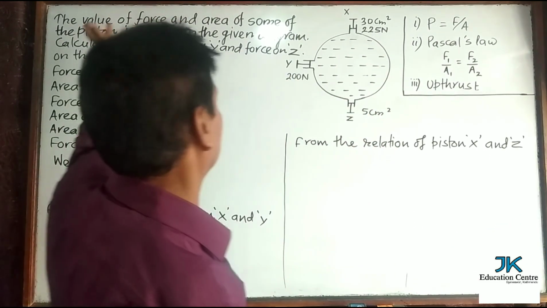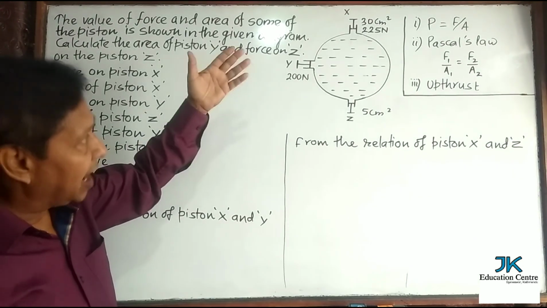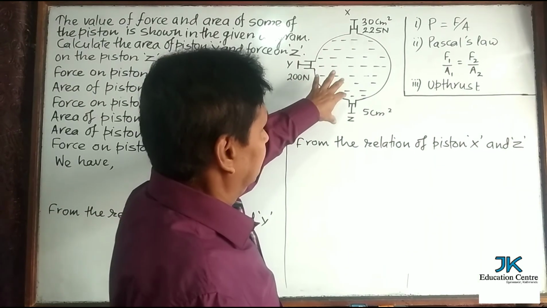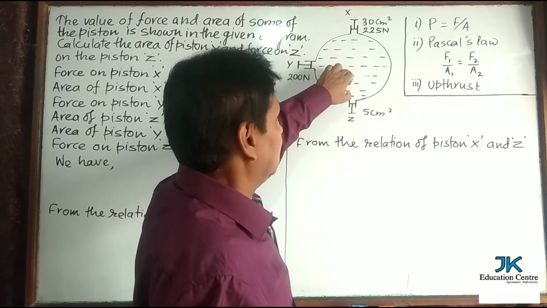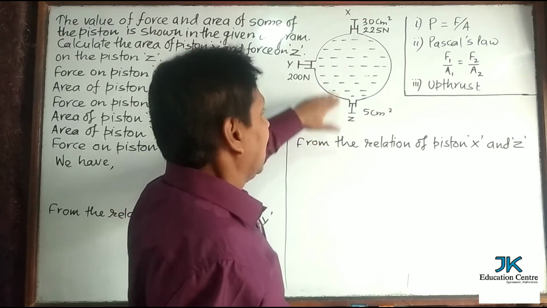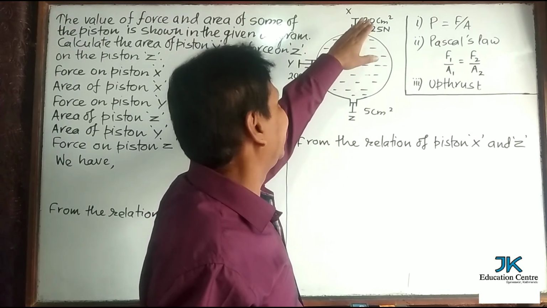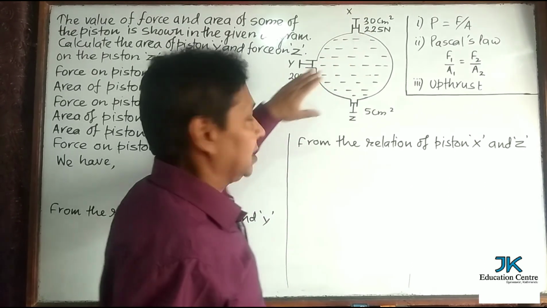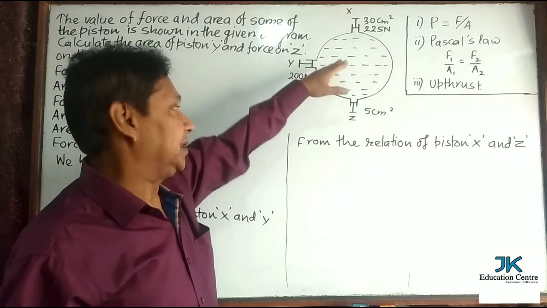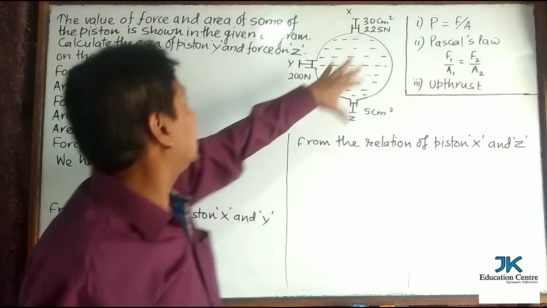Now let's start one numerical problem. This numerical problem is diagrammatic type. Look at the diagram. Here we have a confined liquid and three pistons are shown, X, Y and Z. In the case of piston X, both the force and area of the piston are given. In the case of the second one, Y, only force is given, and in the case of the third piston, only area is given. And what is the question?